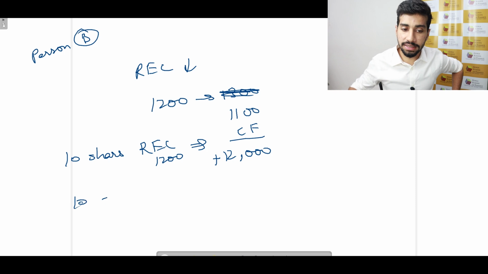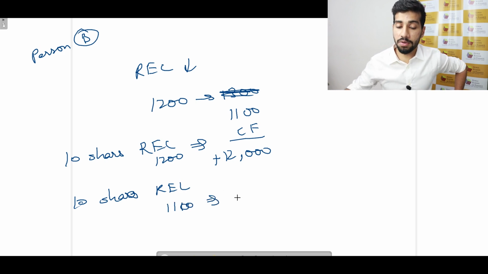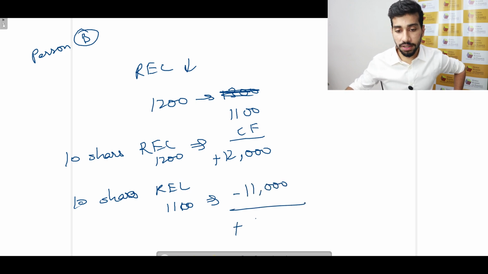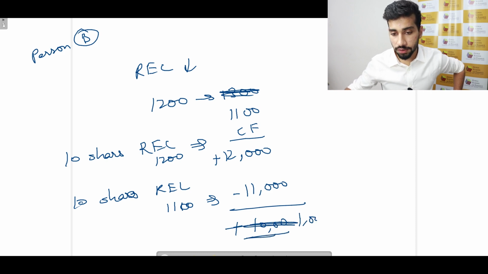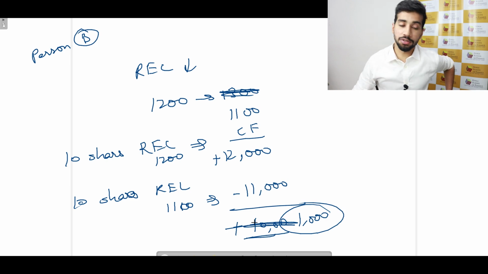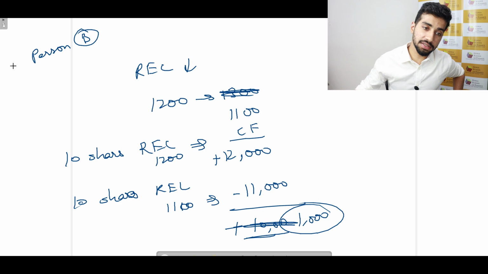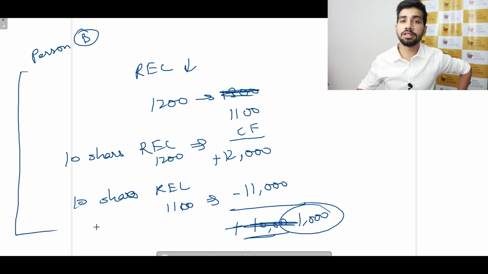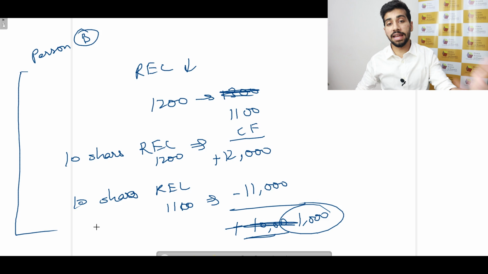Later, after 1 month, he will buy back 10 shares of Reliance at 1100 rupees. So what is the amount he has to pay here? 11,000. What is the amount he's left with? This is 1,000. So the amount he's left with is 1,000 rupees. So this process is simply called shorting. You're selling something first, then buying.